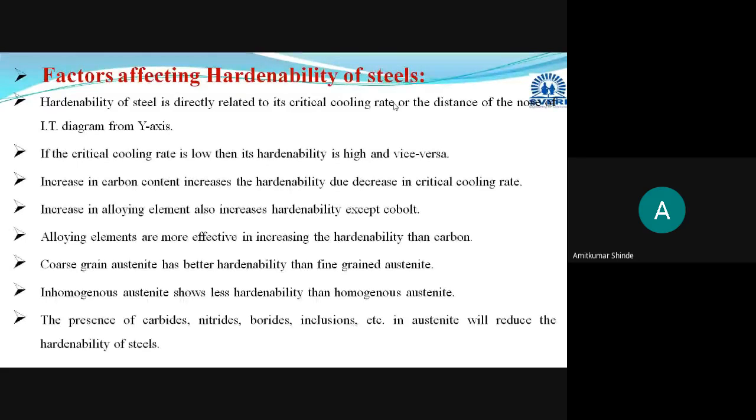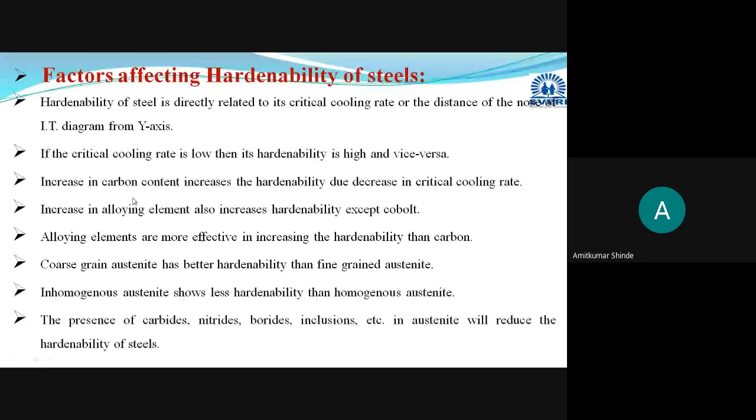Then the second factor is the percentage of carbon. Whenever a high percentage of carbon is there, what will happen? It will decrease the critical cooling rate. When a high percentage of carbon is there, it will decrease the critical cooling rate. It decreases the critical cooling rate, meaning it will improve the hardenability.